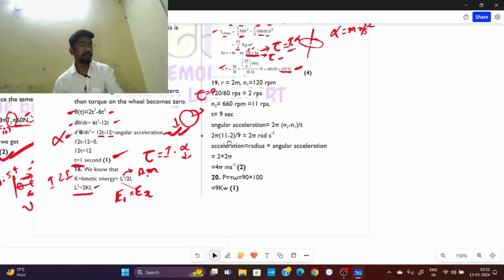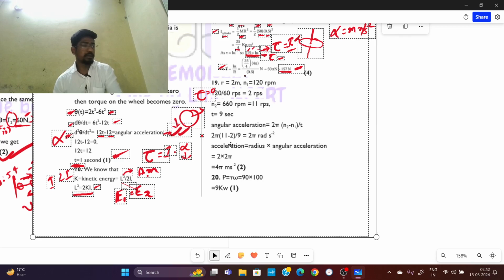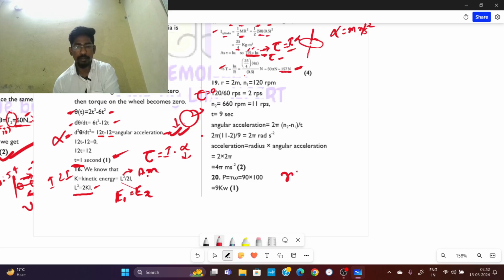Now moving on to the next question. A grinding stone of radius 2 meter, the radius is given as 2 meter, revolving at 120 RPM. So you have to convert it into RPS, that means you have to divide by 60. You will get 2 RPS.